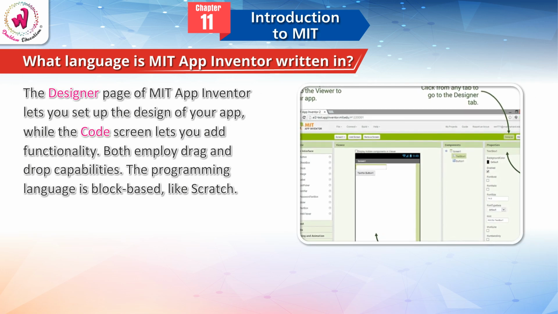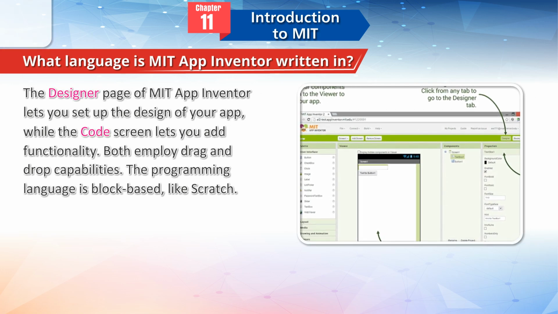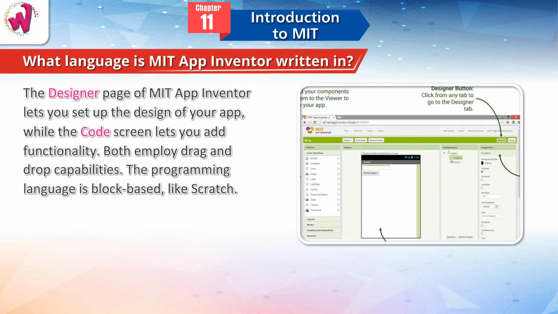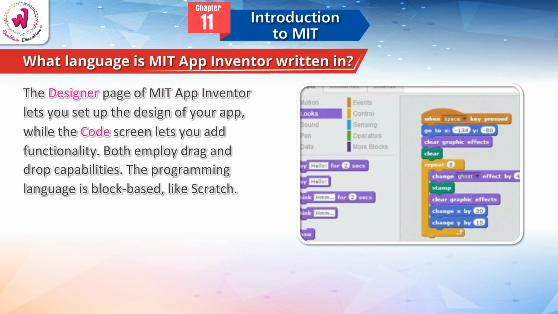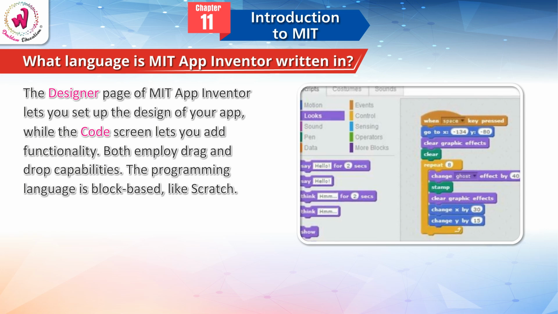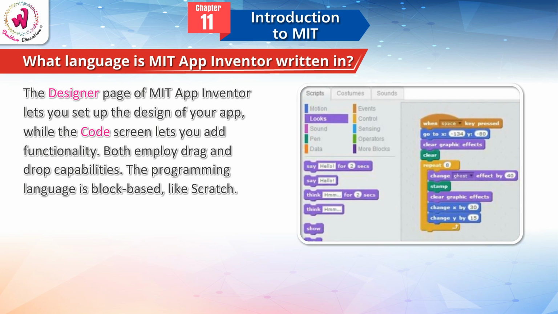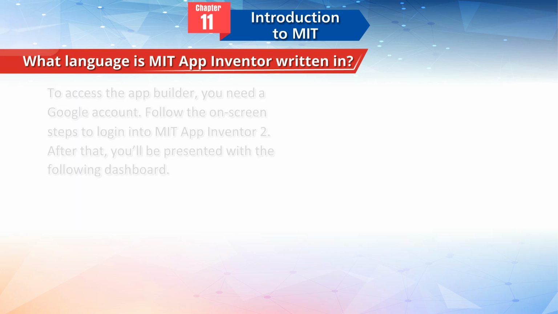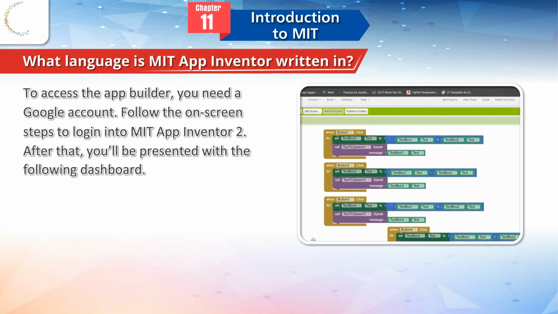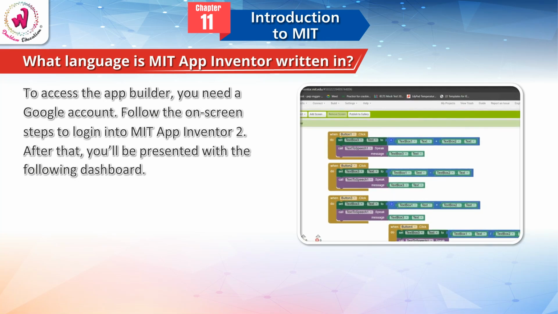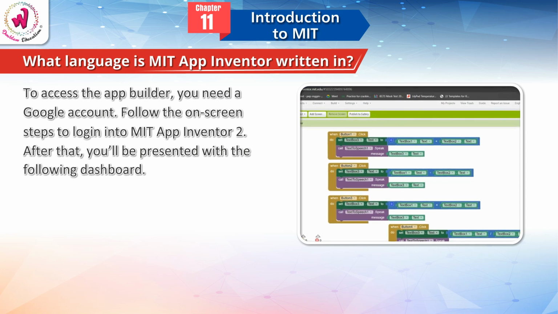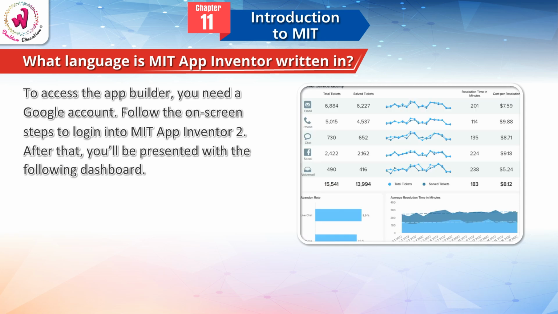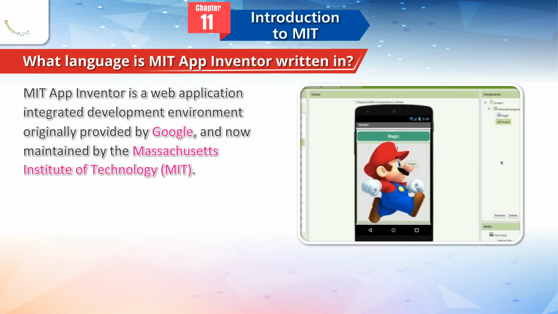The designer page of MIT App Inventor lets you set up the design of your app, while the code screen lets you add functionality. Both employ drag and drop capabilities. The programming language is block-based like Scratch. To access the app builder, you need a Google account. Follow the on-screen steps to log in to MIT App Inventor 2. After that, you'll be presented with the following dashboard.